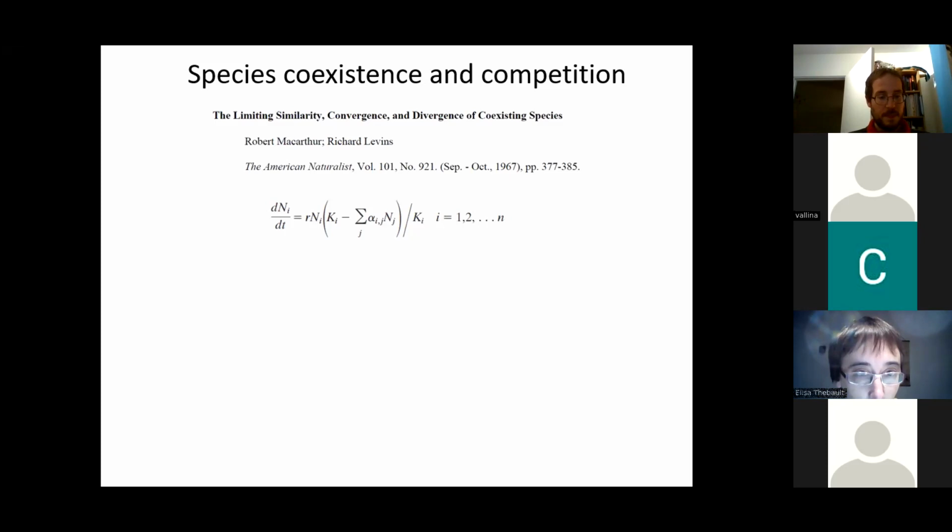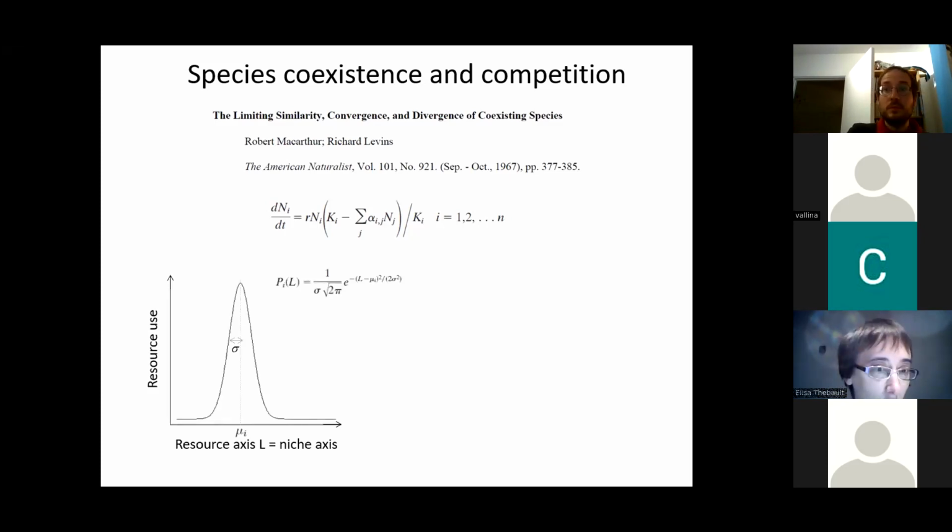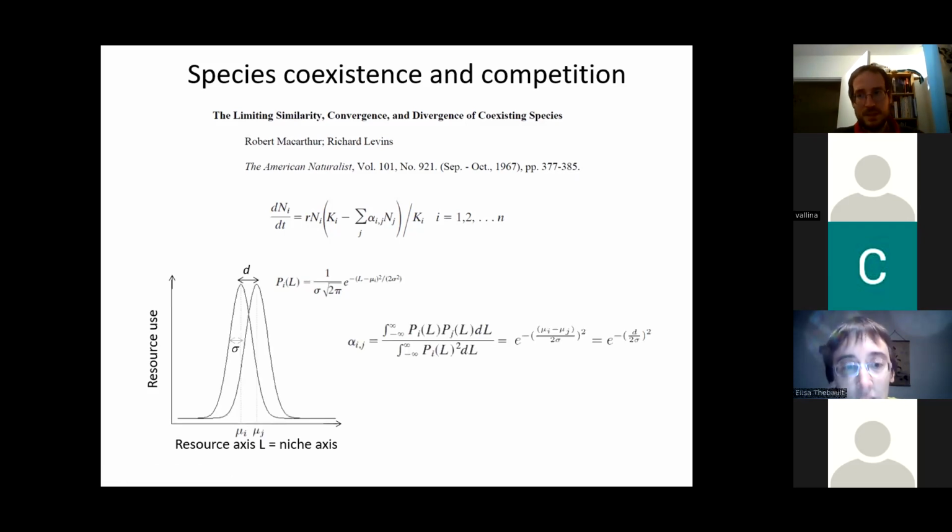The model is based on competition for resources, and species are arranged along a niche axis, which is a resource axis. Each species is defined by its preference, u_i for species i, and has a curve of resource use with a standard deviation sigma, which I will call the niche width in the following. The strength of competition in this model is defined by the overlap between species on the resource axis, and is mainly a function of the distance between the species on the resource axis and the niche width, sigma.